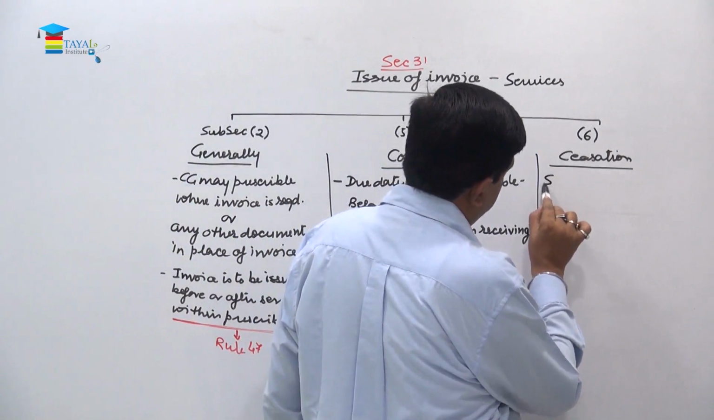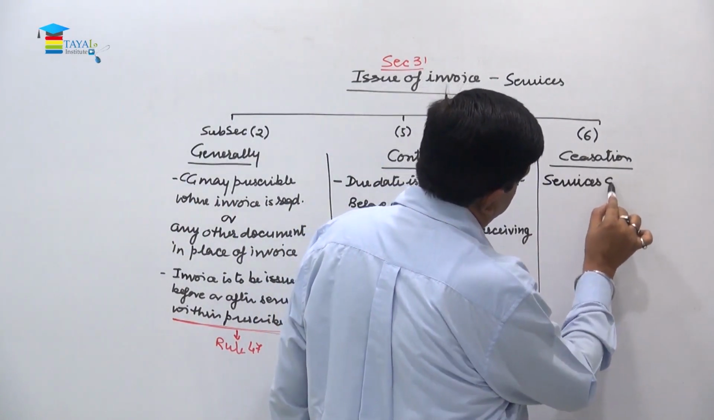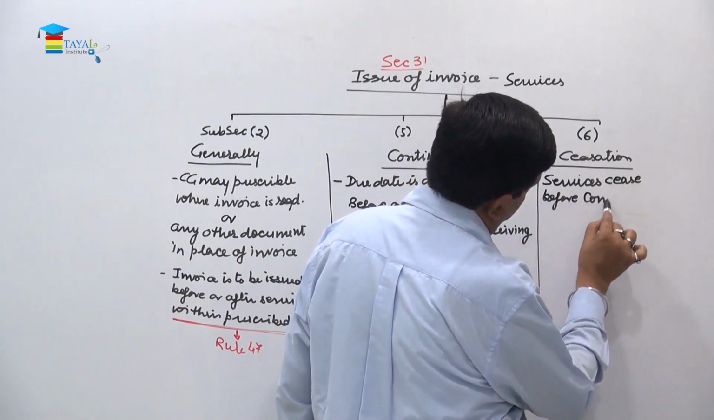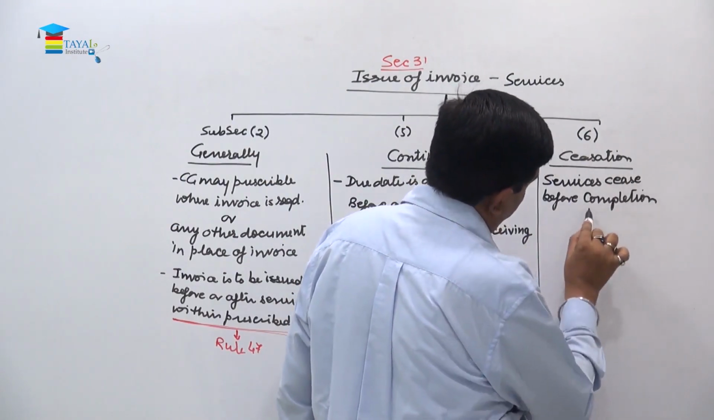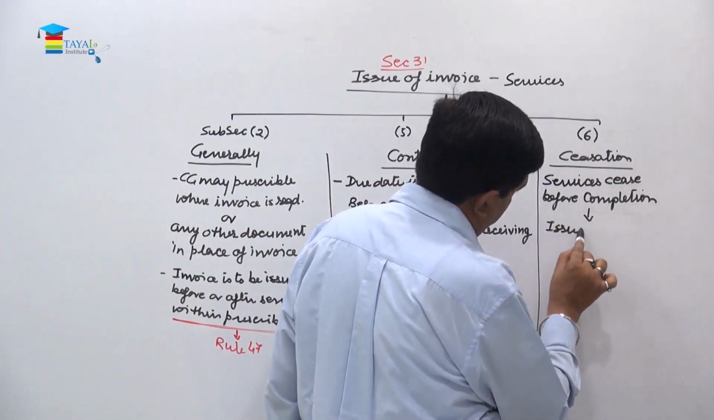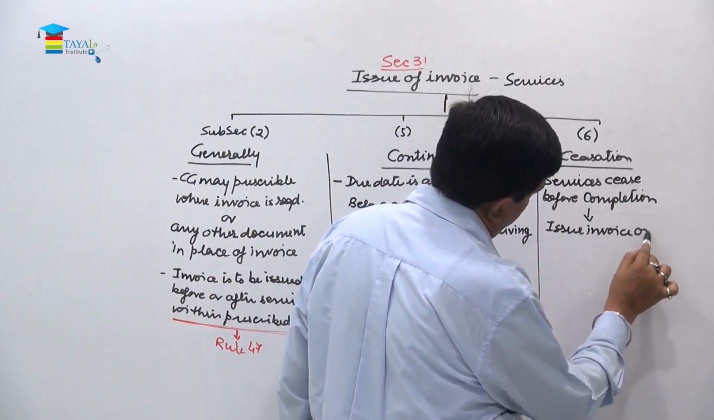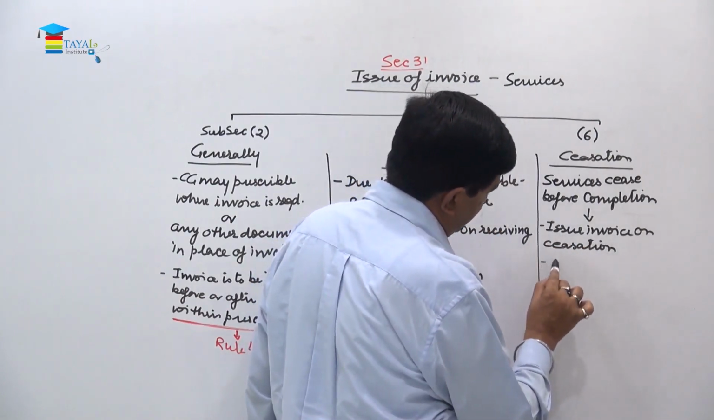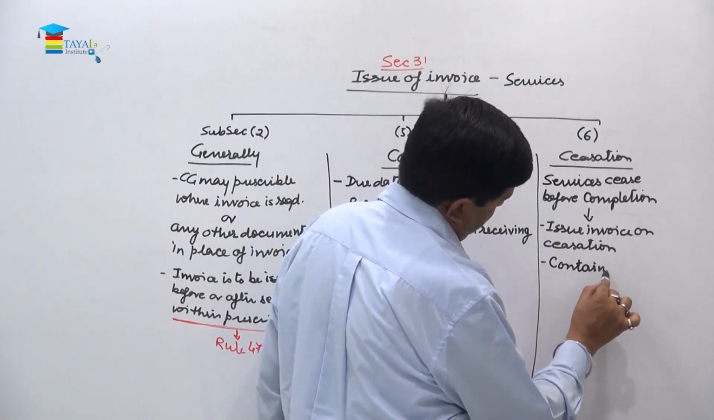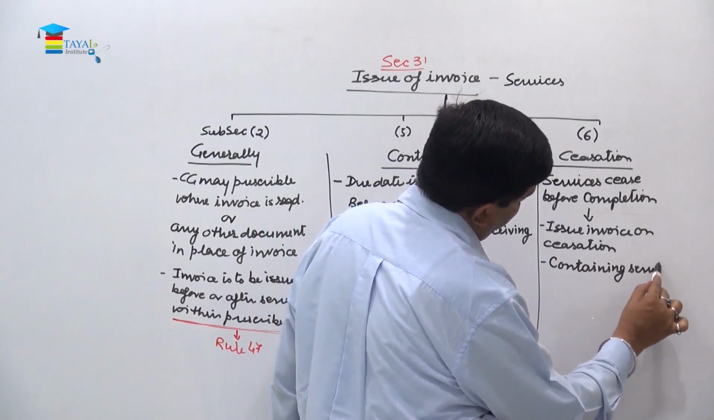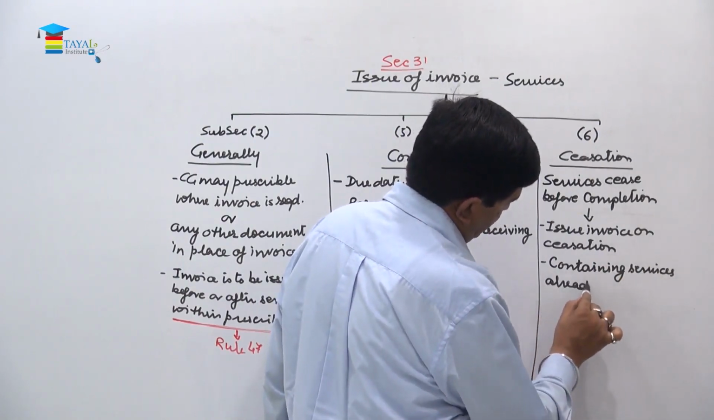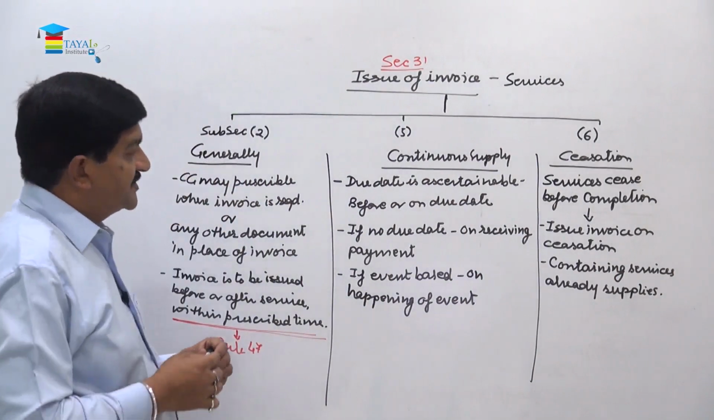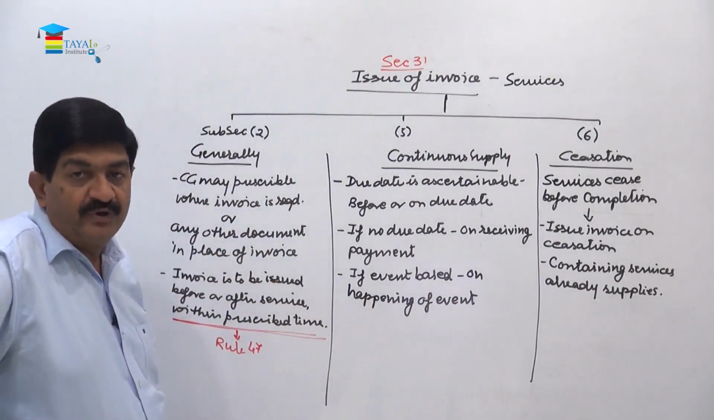So if services cease before completion, in that case, issue invoice on cessation, and this is containing services already supplied before cessation.